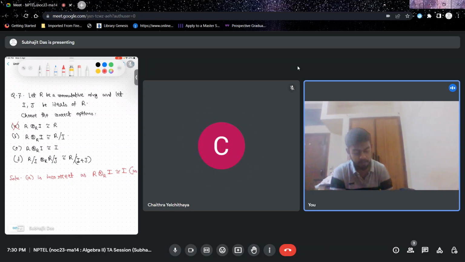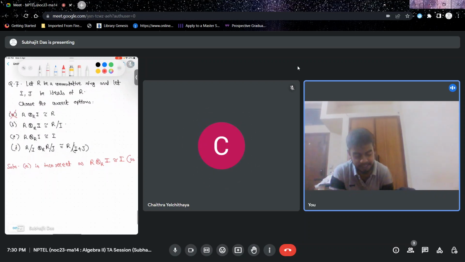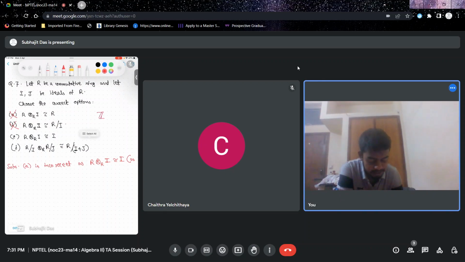So again B is incorrect clearly, because there's no guarantee that I will be isomorphic to the quotient R mod I. There's no guarantee at all. For example, you can just take Z. You can just take the ideal 5Z, let's say. You can take the corresponding quotient, which is Z5. These two are clearly not isomorphic, right? One is infinite, one is finite. So the same line of reasoning says that this is incorrect. What about option C? Yeah, option C we just saw is correct.